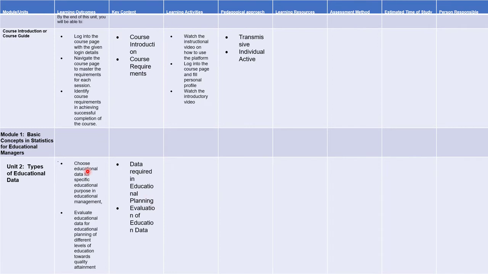Does it fit into this? Yes, because remember, I've just mentioned here, choose educational data for specific educational purpose and educational management. So if I have this topic, it will help me treat this. Then the second one is evaluation of educational data, so it will equally fit into this.